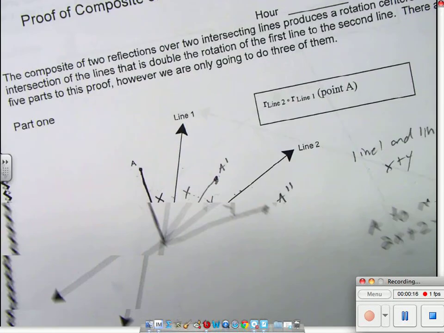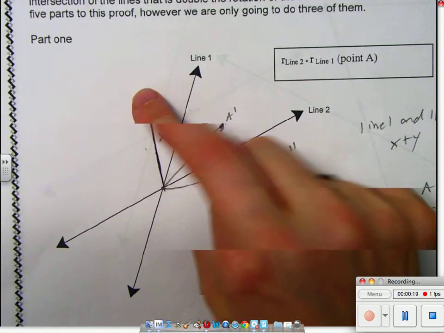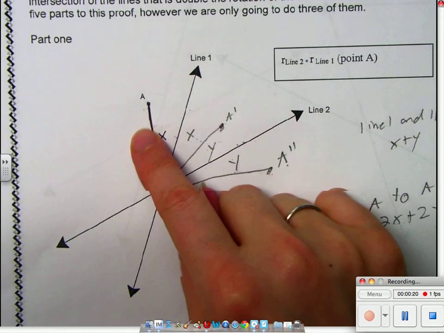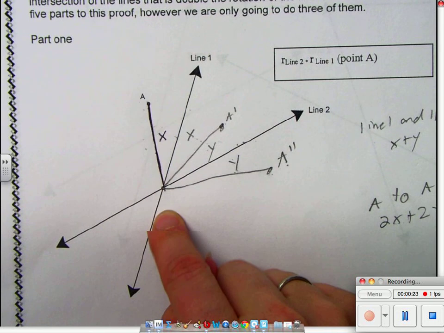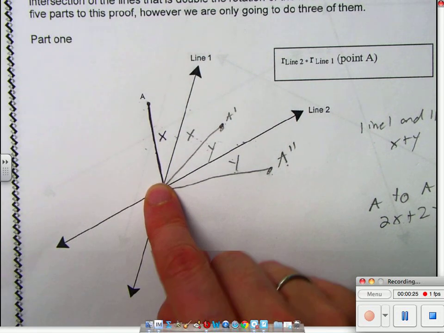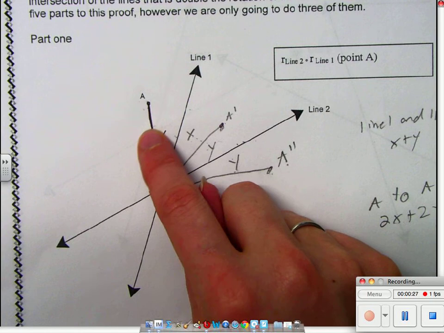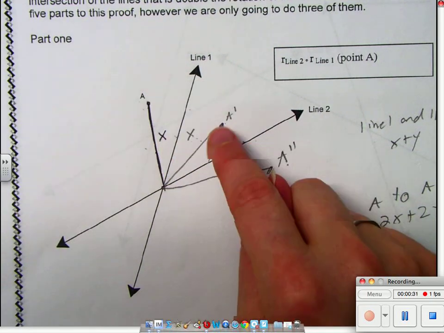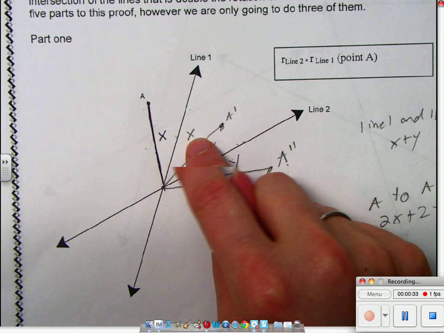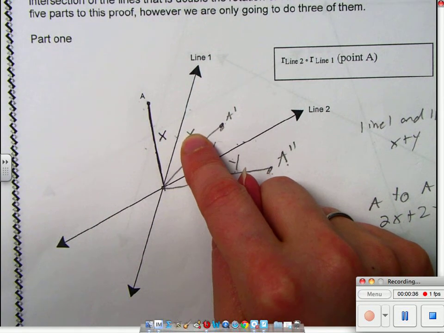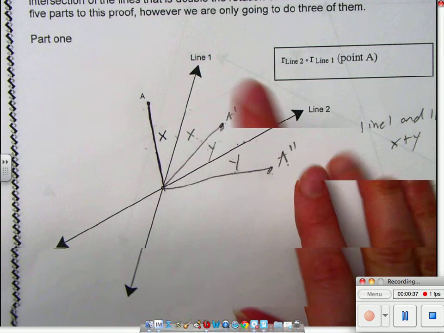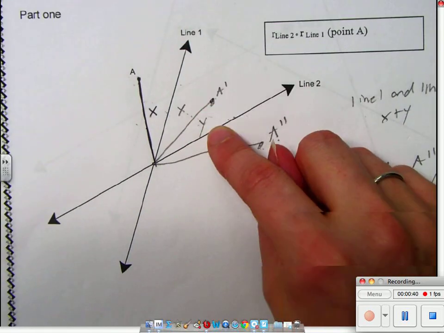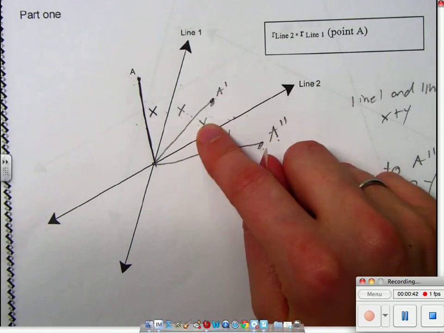So the first thing we do is we've got A here. We make the point to the point of intersection a straight line. Then I'm going to make the angle from A to line 1, x. Then I take it and I reflect it over line 1. So I have the angle from line 1 to A prime as x. Then from A prime to line 2, I'm going to make the angle y.